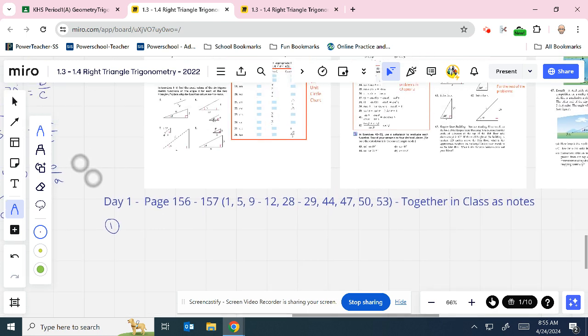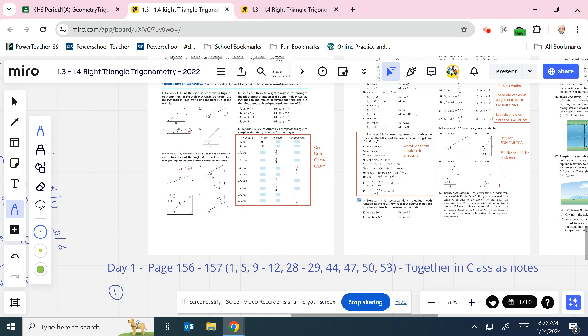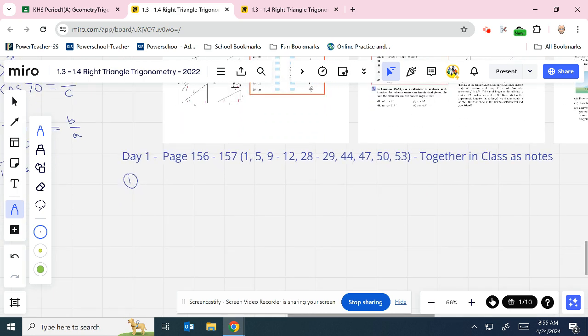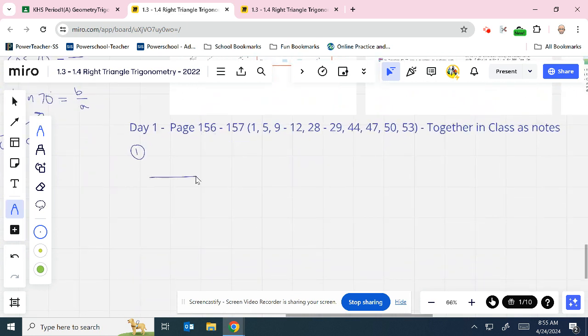What it's asking us to do in number 1 is find the exact values of the 6 trig functions of theta in the figure. Use the Pythagorean theorem to find the third side. They give us an 8 and a 6 and a theta. So let's quickly sketch the triangle. 8 is the bottom, horizontal, and 6 is vertical. What they don't give us is the hypotenuse. We're missing the hypotenuse.